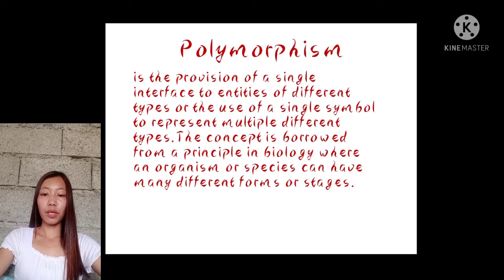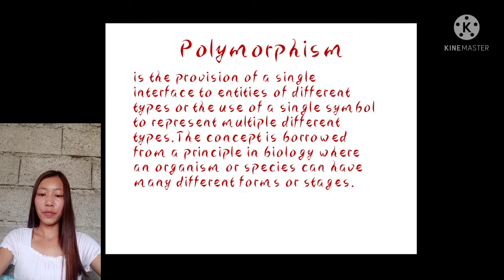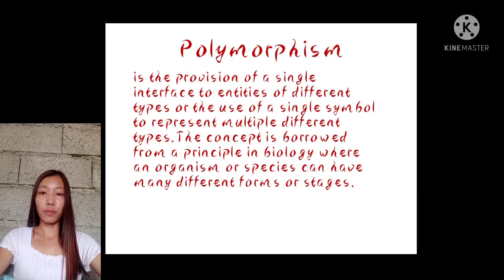Next is polymorphism. It is the provision of a single interface to entities of different types, or the use of a single symbol to represent multiple different types. The concept is borrowed from a principle in biology where an organism or species can have many different forms or stages.